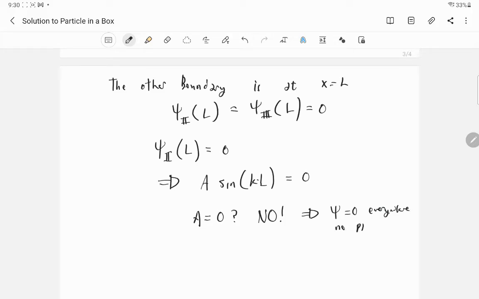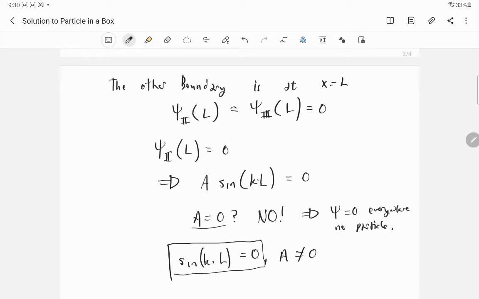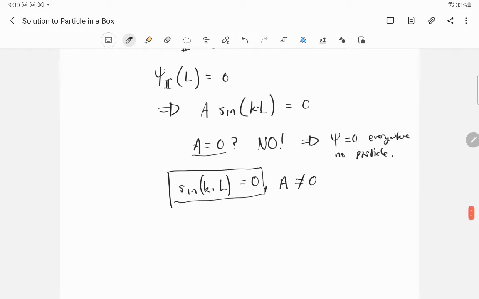There actually is no particle. But that's not true, right? So we can't choose a equals 0. Instead, what we choose to do is we say instead that sine of k times L needs to be 0, and a is definitely not 0, right? So the solution is to figure out, what does this imply?